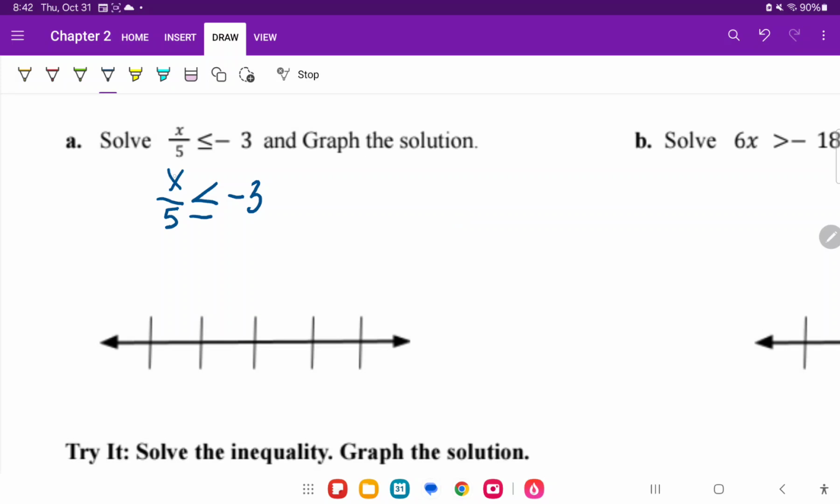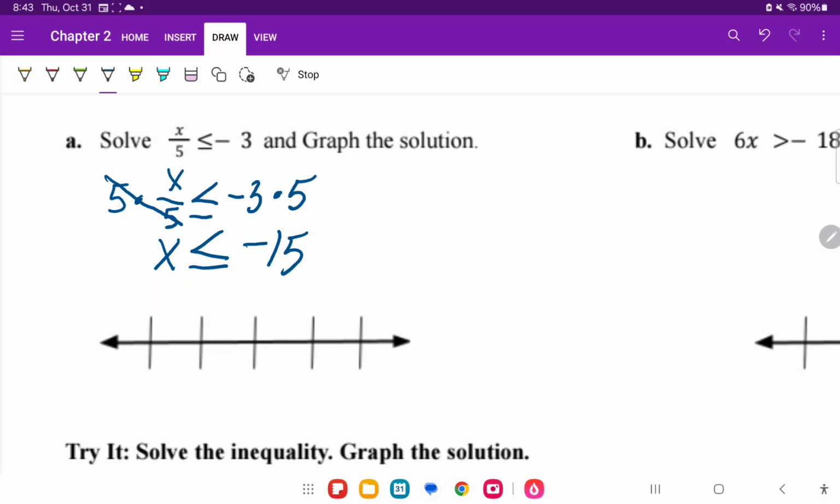Okay, so this indicates right here that x is being divided by 5, right? So what we need to do is the opposite of that, which is to multiply. If we multiply on the left side, we also need to multiply on the right side as well. So over here on the left, the 5 cancels out, and we're left with x. X is less than or equal to -3 times 5, which is -15.